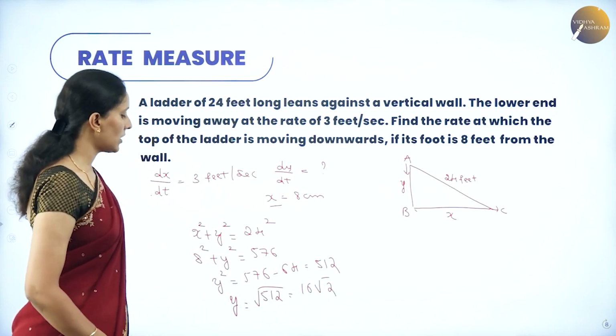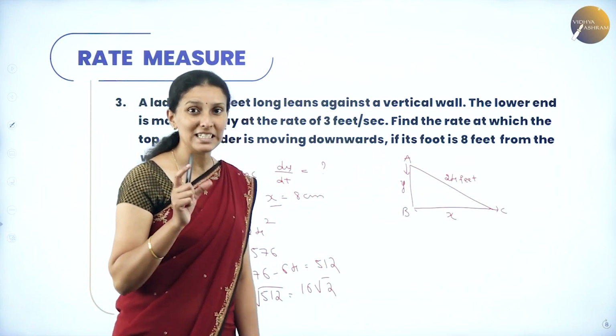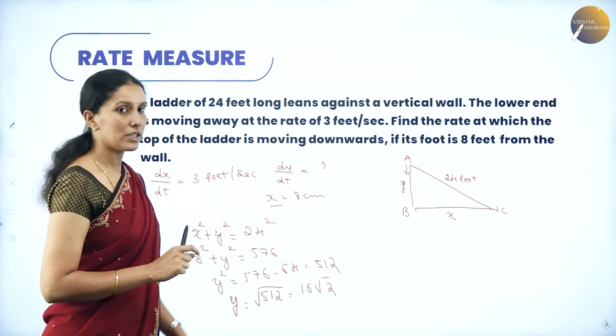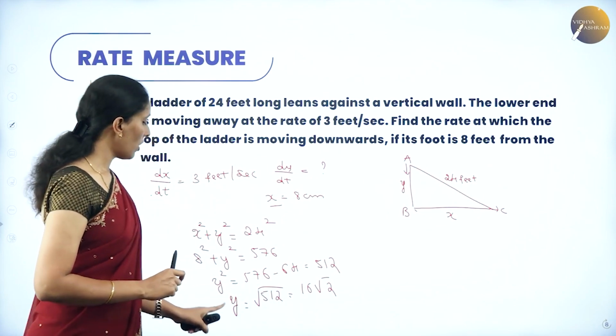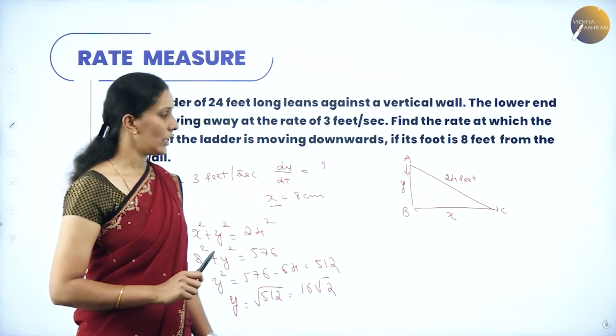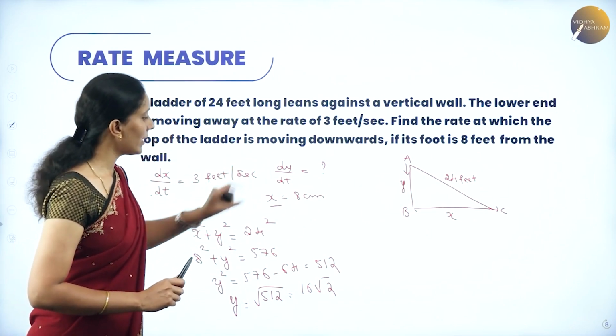So take only positive quantities, because y is a distance. Distance is always positive, so even though it is under the square root, you can write it as a positive. So now we got y is equal to 16 root 2. Now we have to find out dy by dt.